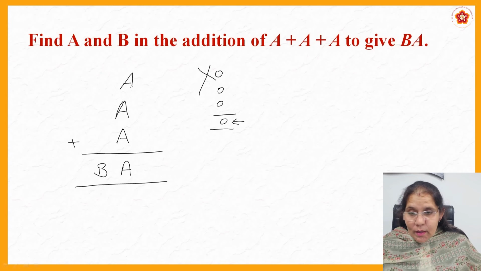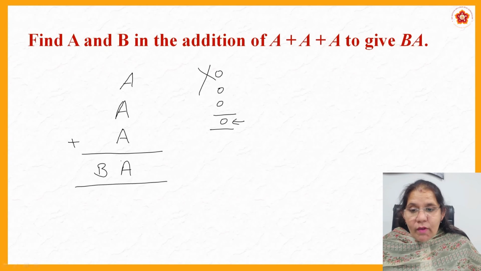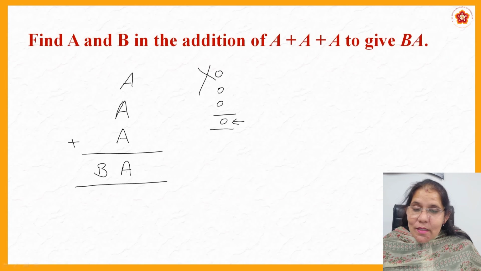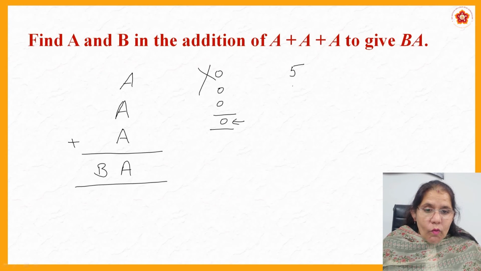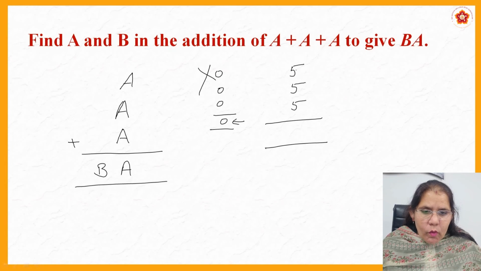Now, try it. If we take 1, 1 plus 1 plus 1 is 3. Again, it is not possible. What about 2 plus 2 plus 2? It gives us 6. Again, not possible. 3 plus 3 plus 3 gives us 9. Again, the answer is a single digit number, and moreover, the digit in the units place is not the same. What about 5 plus 5 plus 5? What do you get?